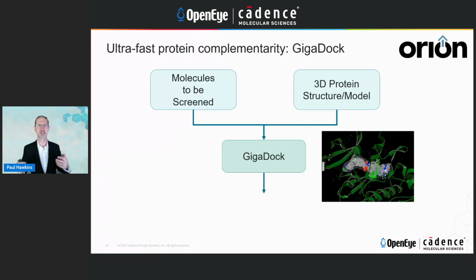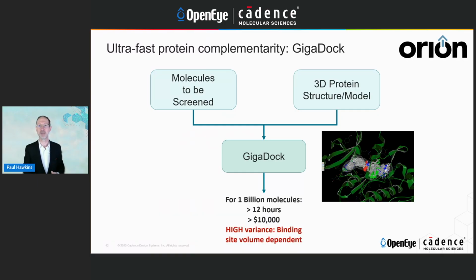So again, looking at screening large libraries on Orion, we have the GigaDocking engine, which does both FRED and HYBRID. These calculations are a teeny bit more expensive and a little bit more time consuming than the FastROCS calculations. They're going to take over 12 hours and cost something more than $10,000. And unfortunately, there's fairly high variance here. As I mentioned in the Site Hopper section, binding sites end up being very different sizes, and the volume of the binding site is the key determinant of the time taken for a GigaDocking calculation. So we see variability in time and cost based on the volume of the binding site.